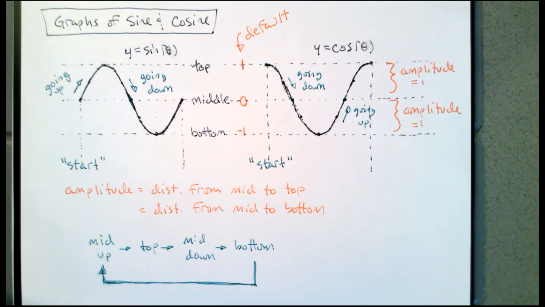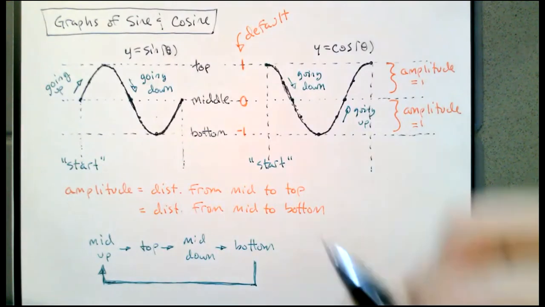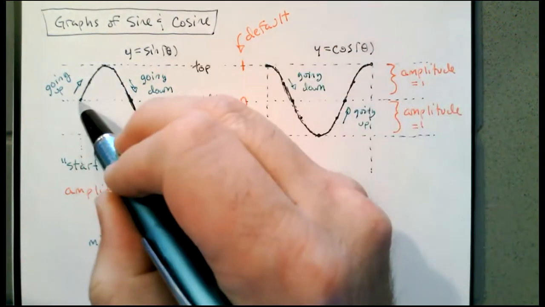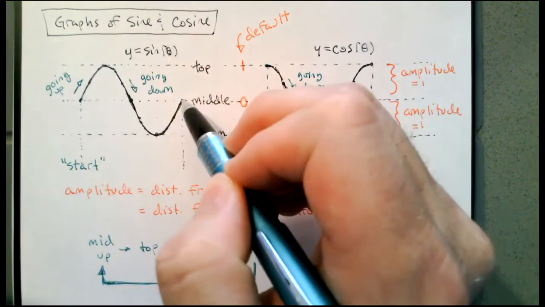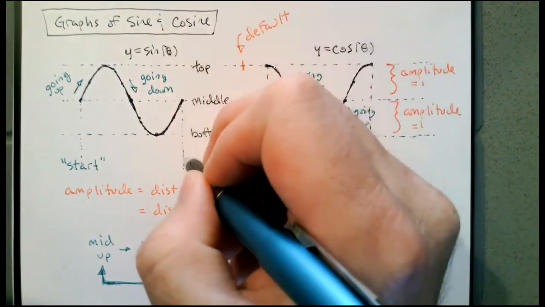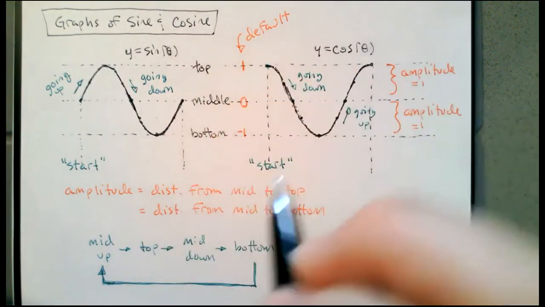When we get back to the point that we started, so if we start off at the middle going up, we go to the top, the middle going down, hit the bottom, and we're back at the middle going up. That's going to be the length of one cycle, and we call that the period. So each of these is one cycle. So here the sine starts at middle going up. They go to the top, the middle going down, the bottom. We're back at the middle going up. This is one cycle, and this is the length of one period.